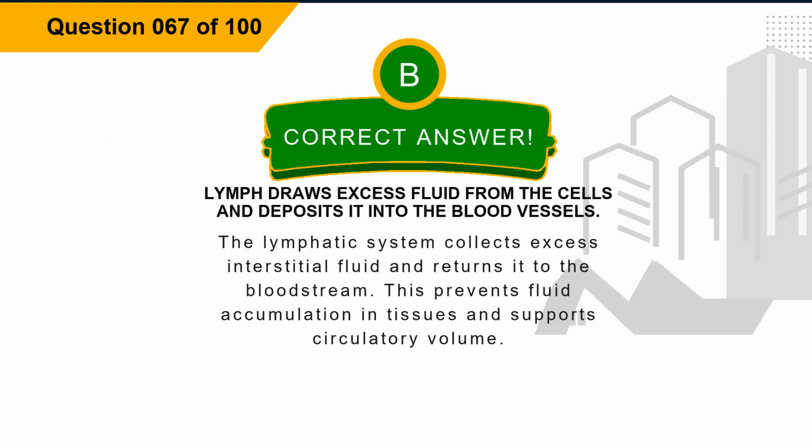The correct answer is option B, lymph draws excess fluid from the cells and deposits it into the blood vessels. Explanation. The lymphatic system collects excess interstitial fluid and returns it to the bloodstream. This prevents fluid accumulation in tissues and supports circulatory volumes.